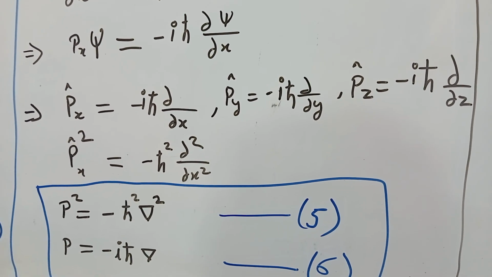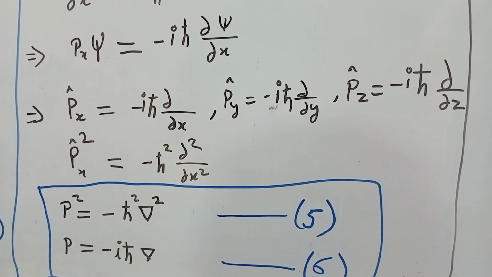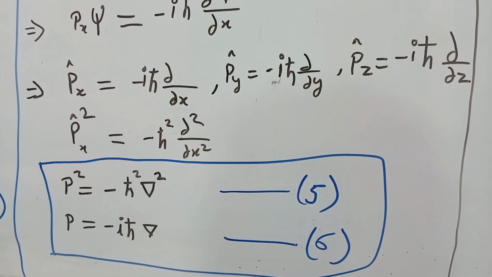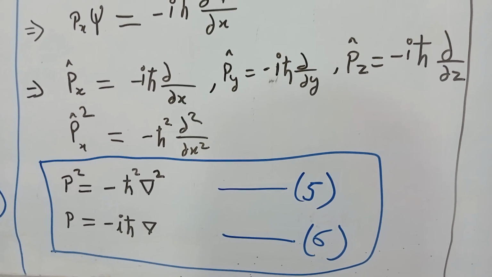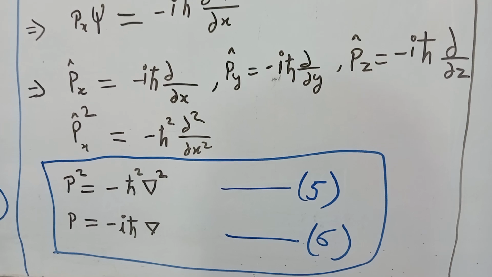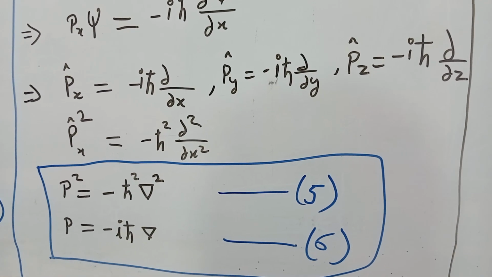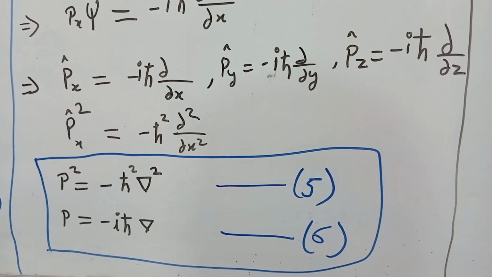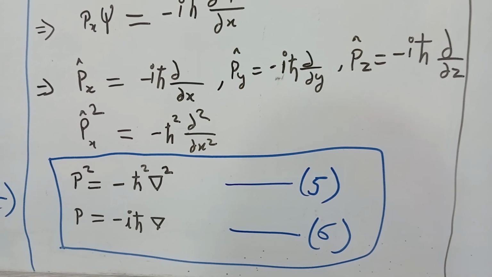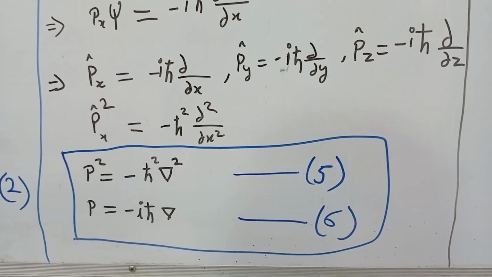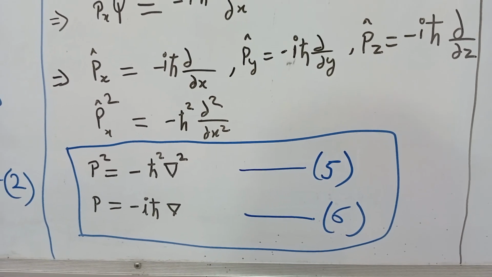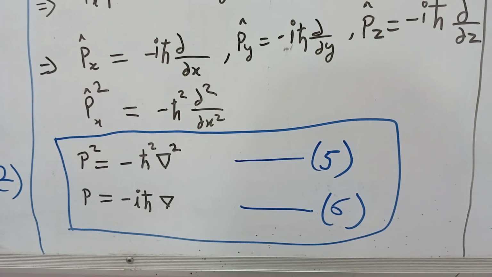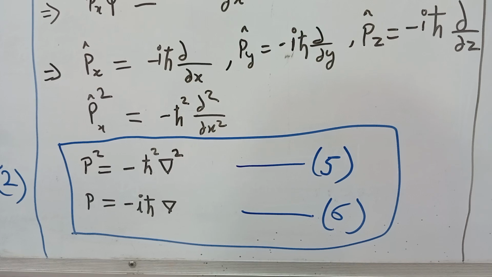Similarly, py, pz can be written. Also, px square will be useful in forming the Schrodinger equation. px square equals minus h cut square del square by del x square. In short form, we write p square equals minus h cut square del square and p equals minus i h cut del.